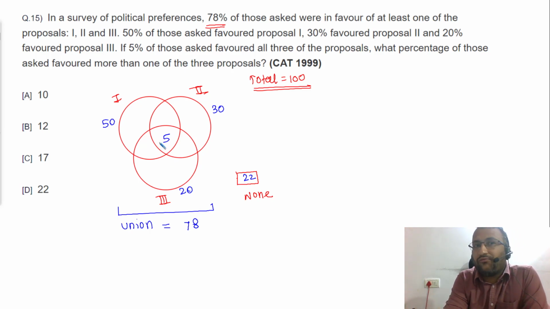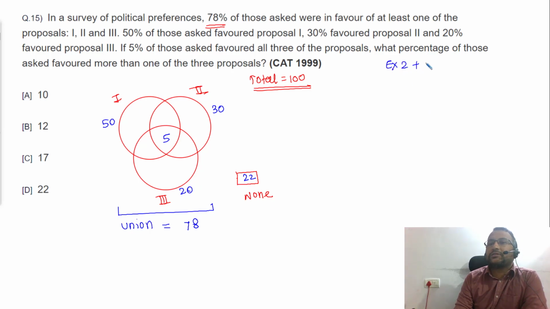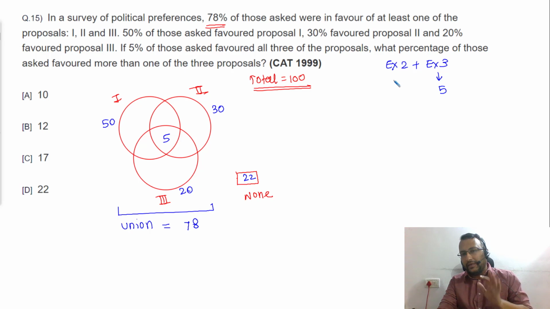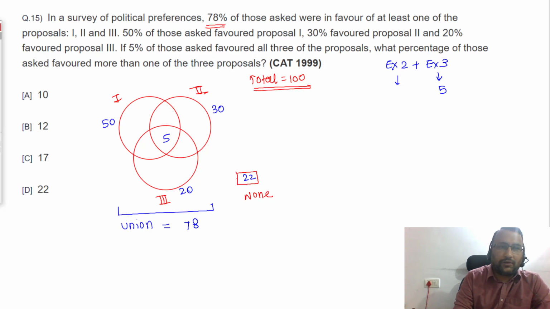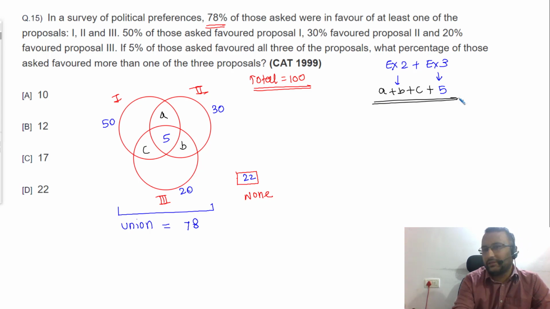So what do we need to find? More than one proposal means exactly two proposals and exactly three proposals. Exactly three proposals, we know that is 5 people who favored all three. Now for exactly 2, let's take the variables A, B and C. So the exactly 2 region is A plus B plus C, plus 5 for exactly three. Now we need to find the value of this addition. Let's assume exactly 1 as P, Q and R.